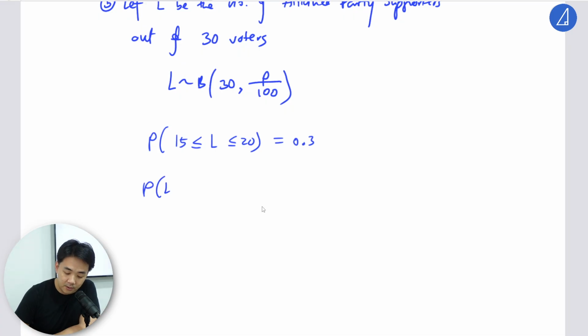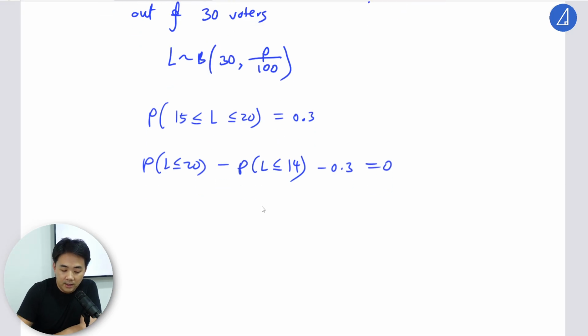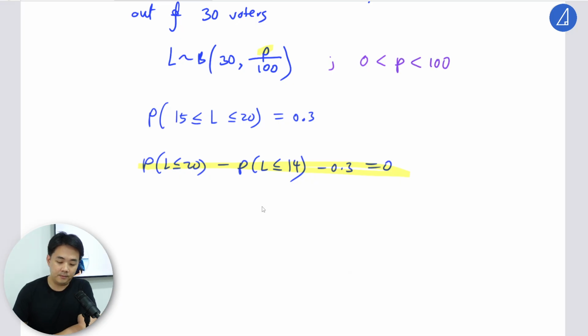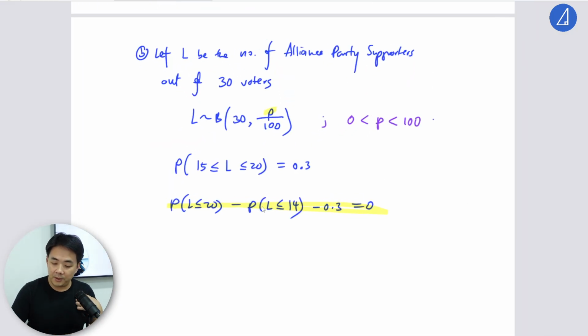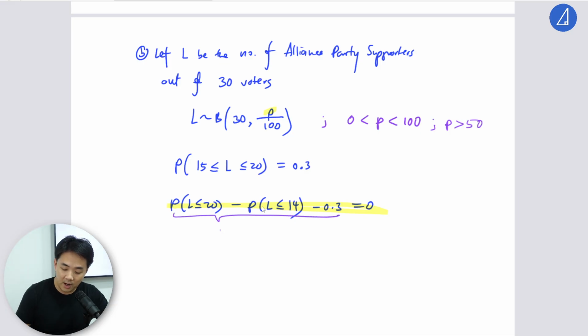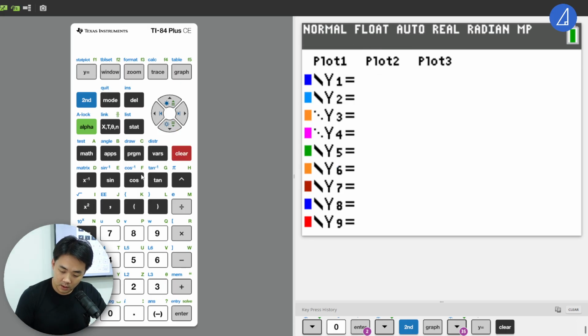The probability of getting 15 to 20 supporters inclusive is 30%. So this is P(X at most 20) minus P(X at most 14) minus 0.3 equal to 0. Now take note, P is a percentage from 0% to 100%, and we were told that P is more than 50%. So you key this into the calculator as Y.